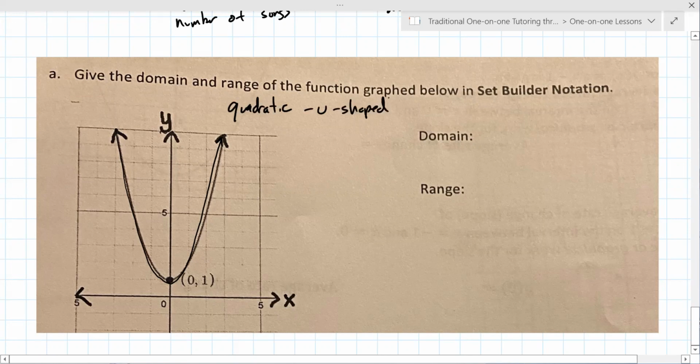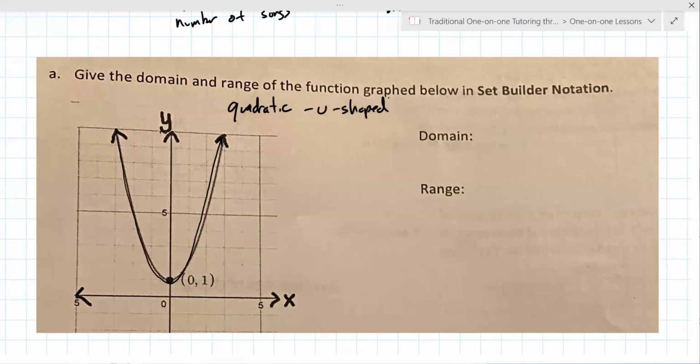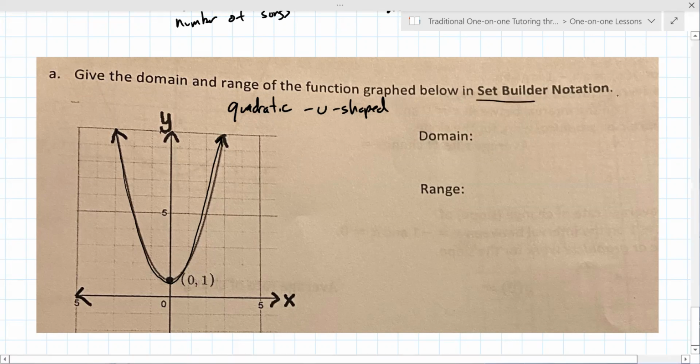I already know pretty well how to get domain and range, but I need to learn how to put it in set notation, because I can say if it's some, none, or all, but I need to learn how to put it in that form. Good.